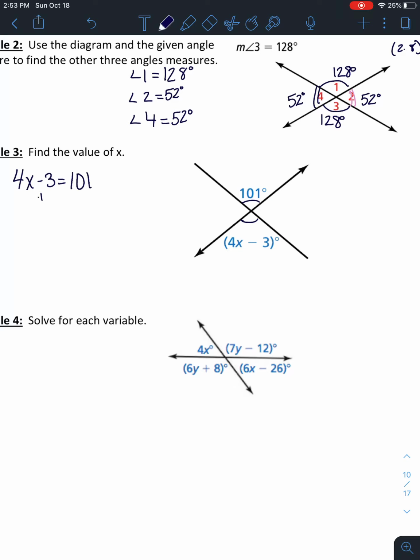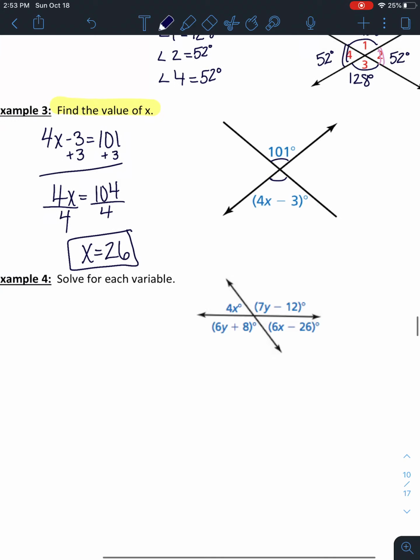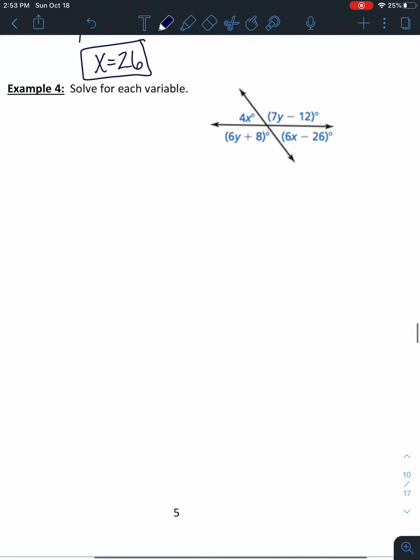I'm going to add 3 to both sides. That gives me 4x equals 104. Divide everybody by 4, which leaves me with x equals 26. Let's go back and make sure that we're answering our question, which is finding the value of x, and we found the value of x. X is 26. Perfect.